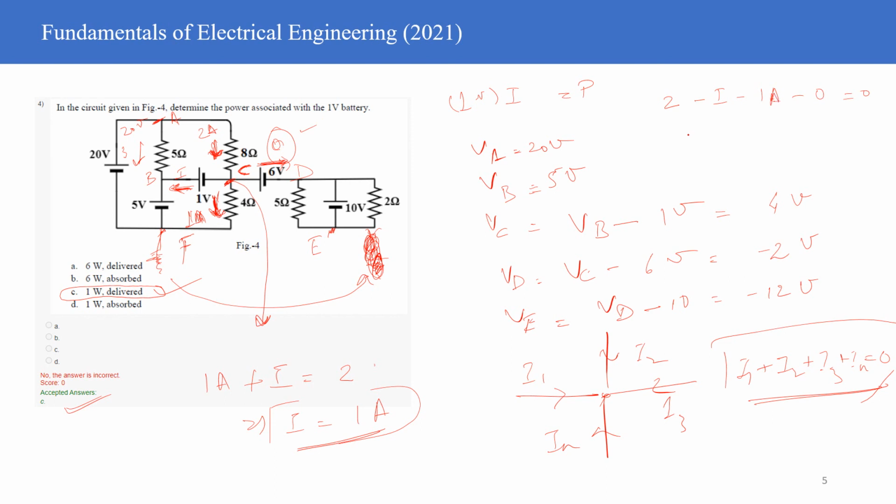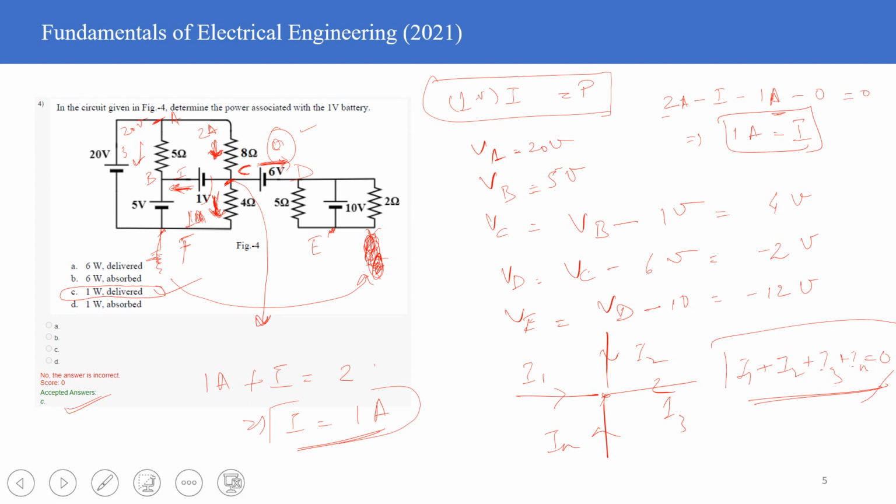So basically this is implying that 2 ampere minus 1 ampere is 1 ampere, that is equal to the current I. Did you get that, Hassan, now? Yes, I got it, sir. Okay, so 1 ampere current is flowing out, then you multiply it with the voltage, right? Yes, sir. This is what we had started. So 1 watt delivered. Did you understand that, Hassan?